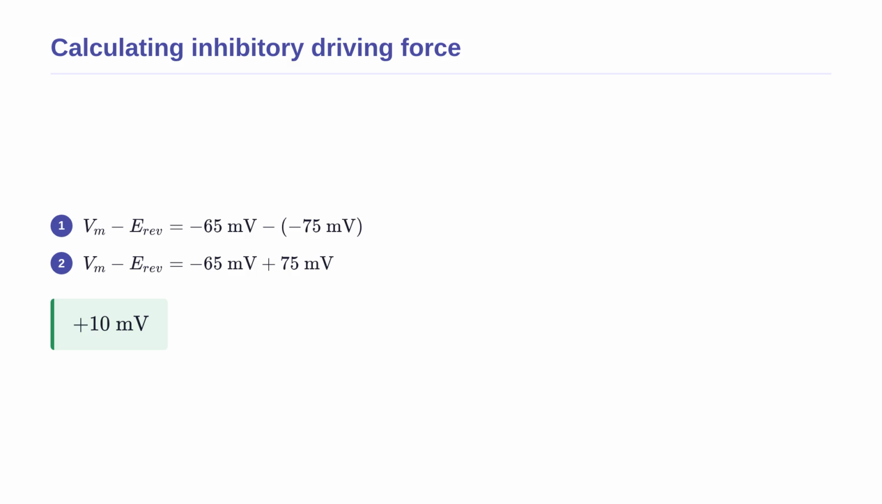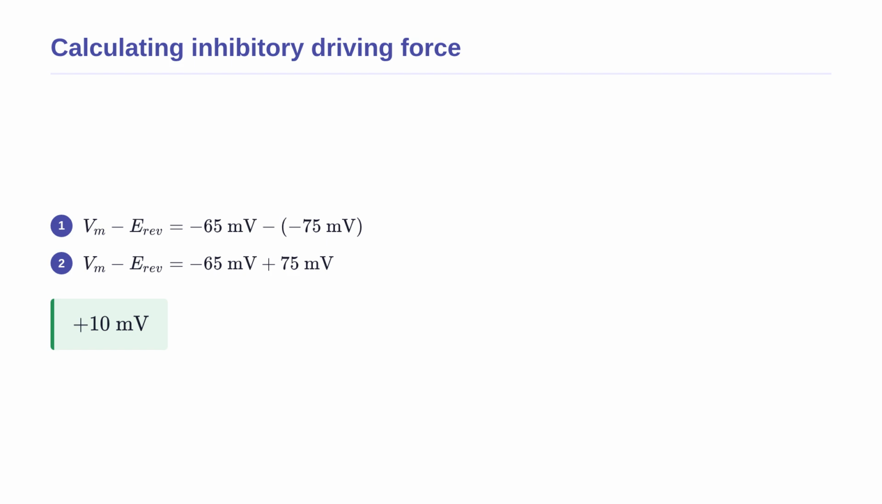Let us apply this concept to determine the driving force acting on chloride ions during an inhibitory event. We are given a neuron with a resting membrane potential of negative 65 millivolts and a chloride reversal potential of negative 75 millivolts. We need to calculate the driving force to understand which way the ions will flow.